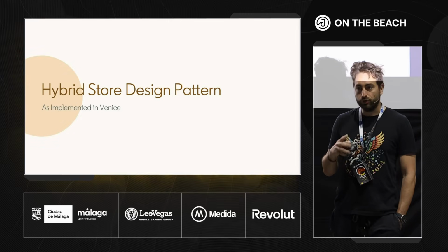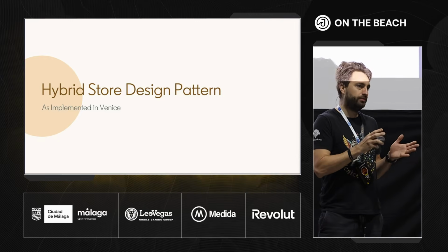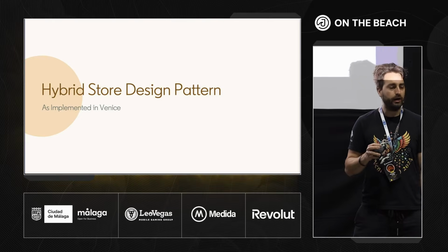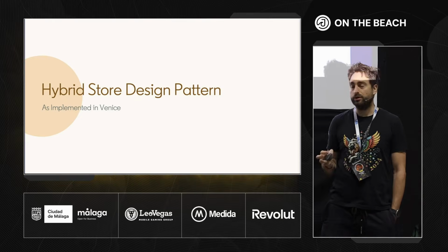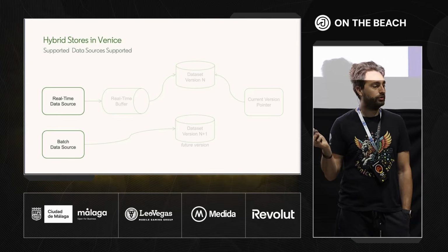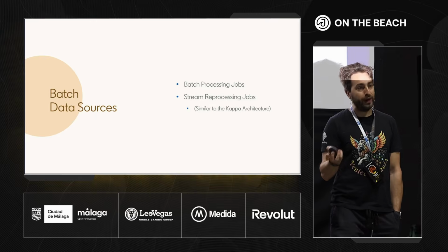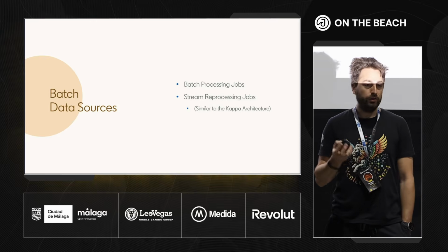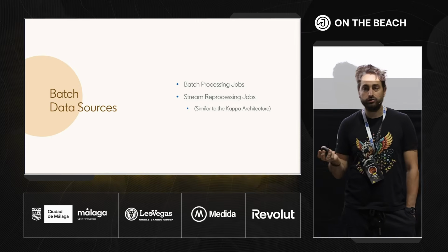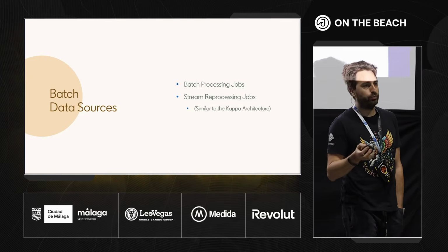But moving on, I want to circle back to the hybrid store design pattern and now talk about some Venice-specific implementation details, because there are a bunch of different ways of implementing this pattern. And I think some of those details are interesting for the next portion of the talk. So let's start on the left-hand side and discuss which data sources are supported by Venice. In terms of batch data sources, the most common one is the output of batch processing jobs. These can be your typical Apache Spark job, or Hive queries or Trino queries, or any batch processing framework you'd like.